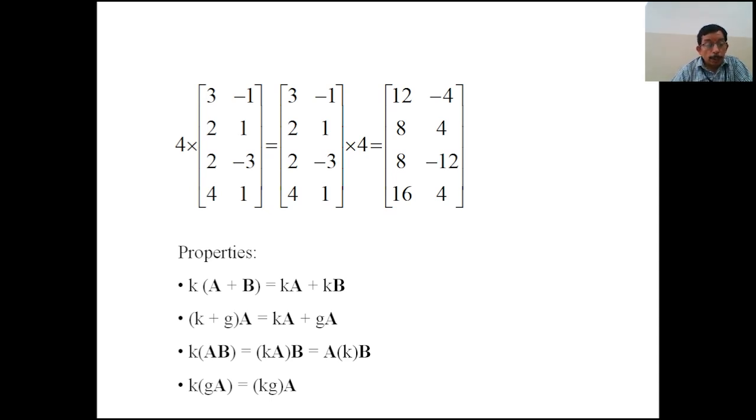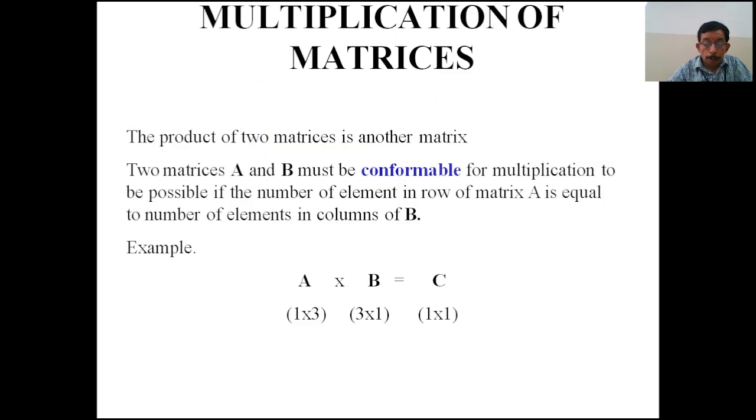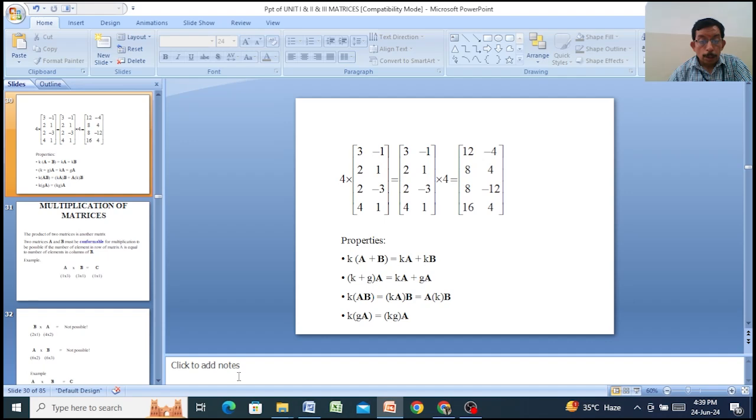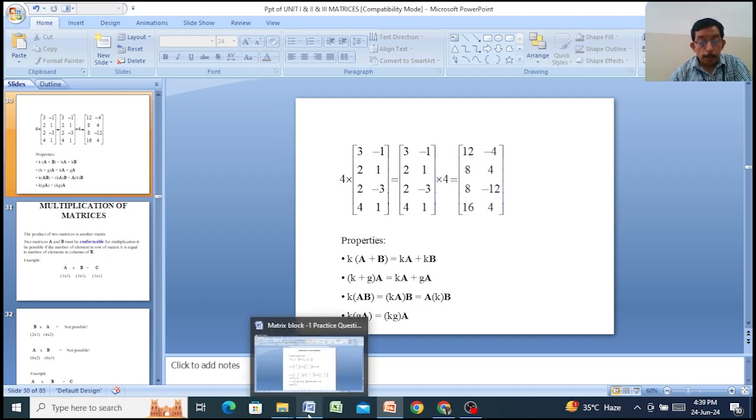The last property of scalar multiplication: K and G are two scalar quantities multiplied by A. Then matrix A is first multiplied by the scalar quantity G, after that by the scalar quantity K. Or the matrix A is first multiplied by the scalar quantity K, after that by the scalar quantity G. Is it clear, everyone? Now we go to some mathematical questions of scalar multiplication.